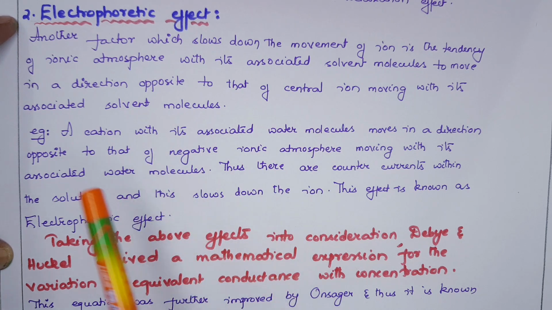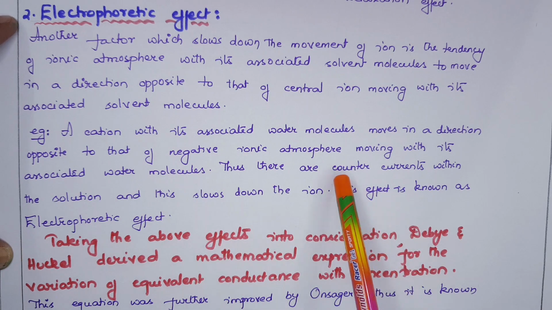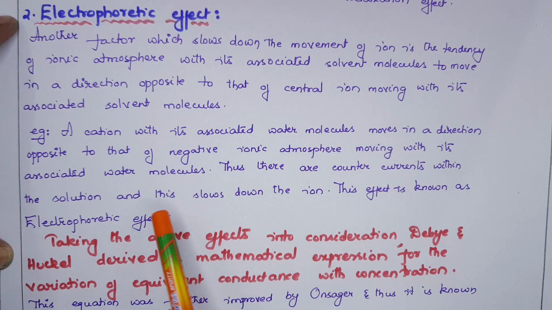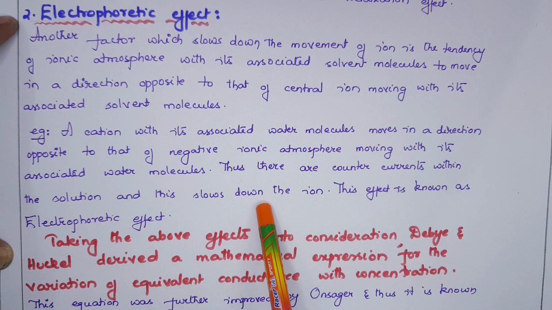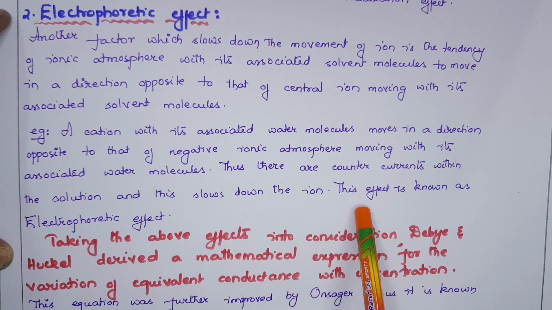Now because of these opposite directions, we can say that there will be counter currents. Counter currents means opposite currents within the solution, because of which the movement of the ion will become slow. This slows down the ion, and this effect we call the electrophoretic effect, students. Now taking the above effects, what are the above effects? Asymmetric effect and electrophoretic effect.